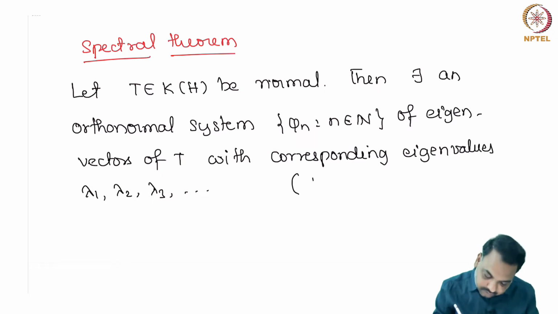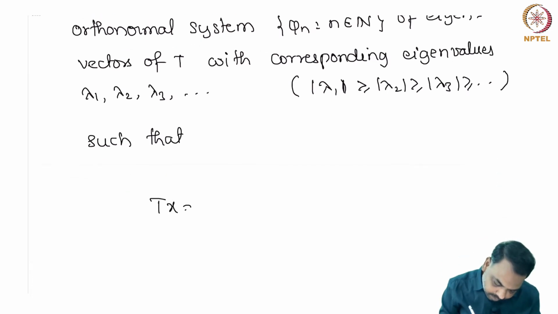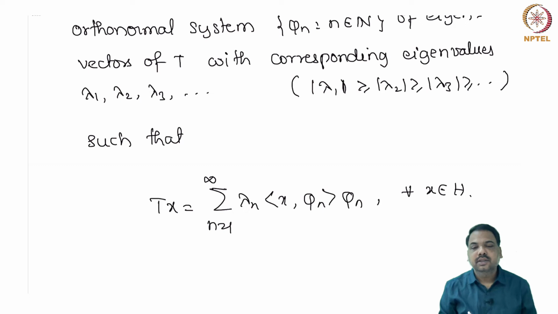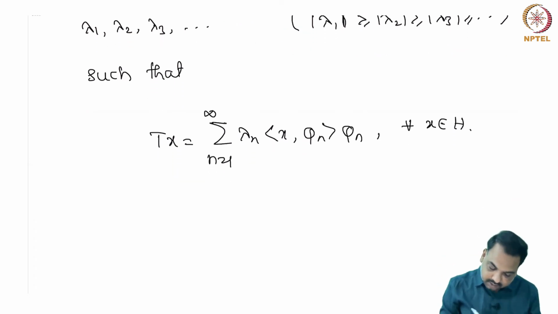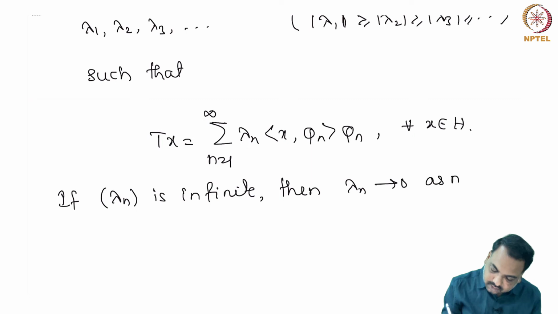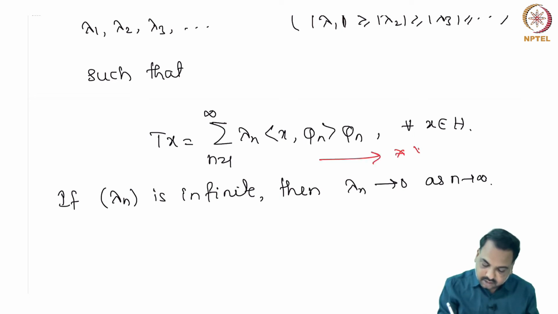In fact, here also we can arrange them in decreasing order in modulus, mod lambda 1 bigger than mod lambda 2 bigger than mod lambda 3, such that T has the following representation. This is similar to the earlier representation, but the only difference is that here the lambda n's are complex numbers. If the lambda n's are real, then we can conclude that T is self-adjoint. If there are infinitely many lambda n, then we can say that lambda n converges to 0 as n tends to infinity. And here also the series of operators on the right hand side of this equation converges in the operator norm.